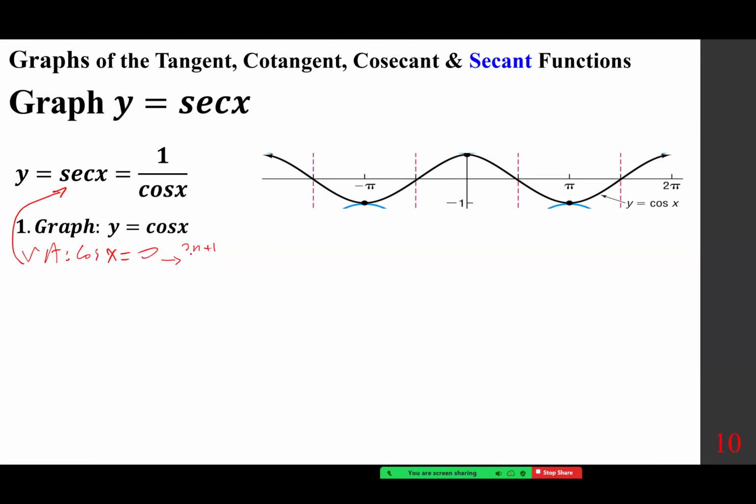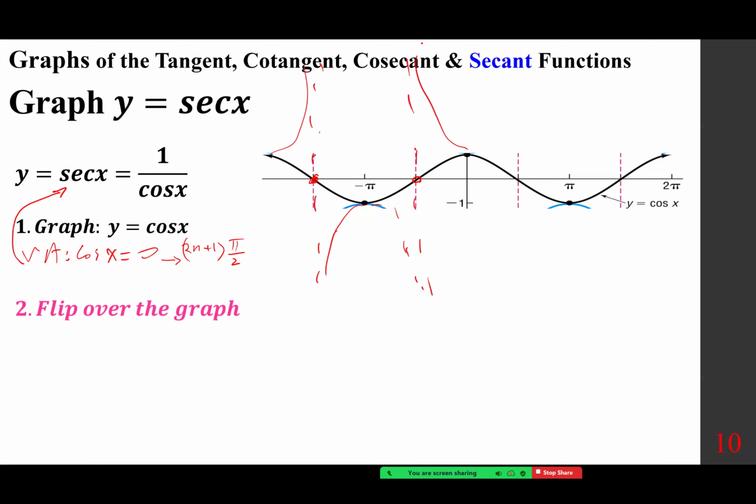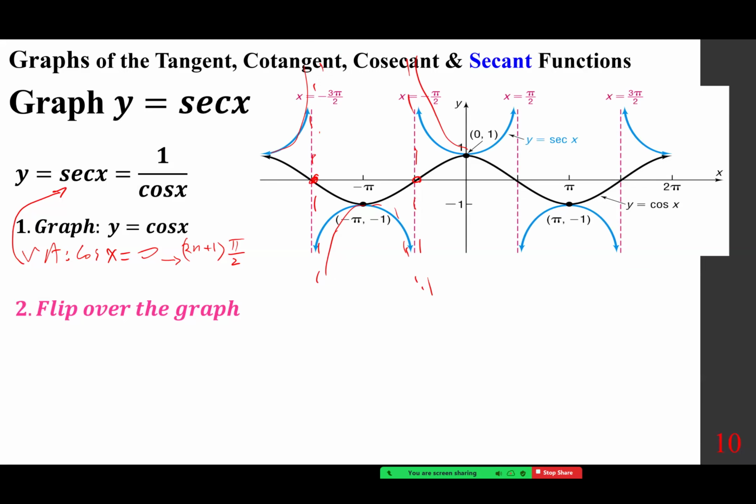And then flip over the graph. When you flip it over, since this is 0 and this is 0, the two become vertical asymptotes. That's a complete cycle. And here's the graph. Let me erase mine.